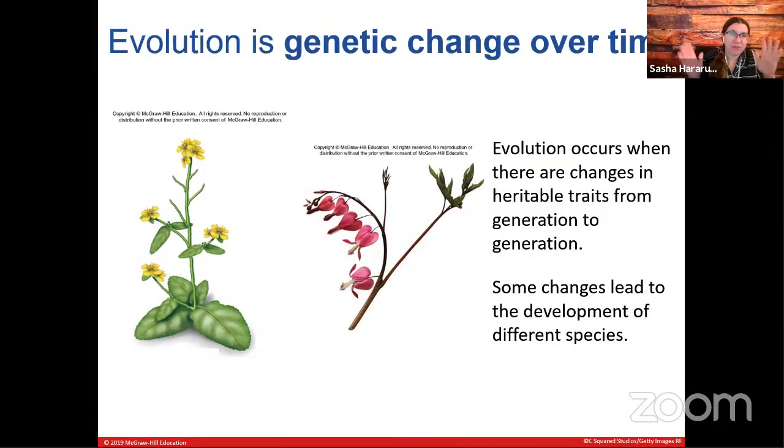First, the definition of evolution. Evolution is the genetic change over time. So evolution occurs when there are changes in heritable traits from generation to generation, and some changes lead to the development of different species. So if a population has evolved, it doesn't necessarily lead to emergence of a different species.